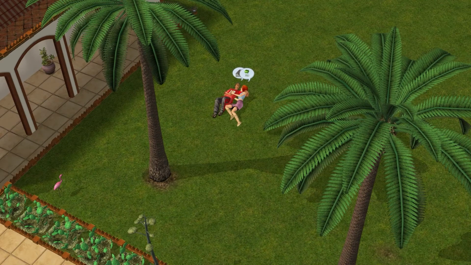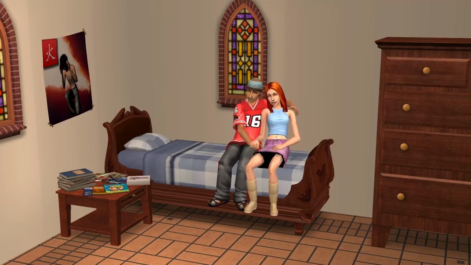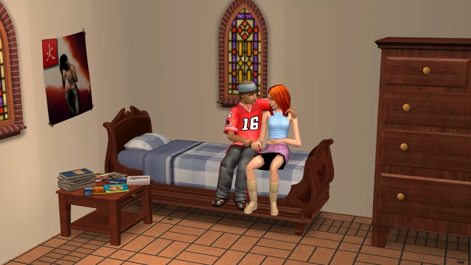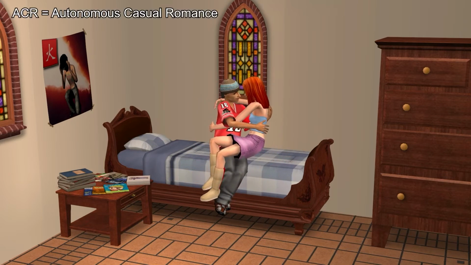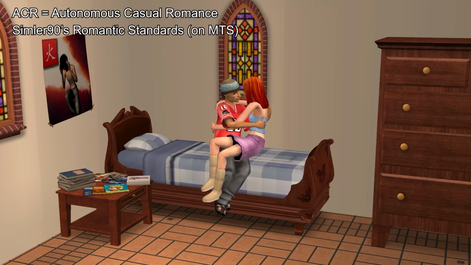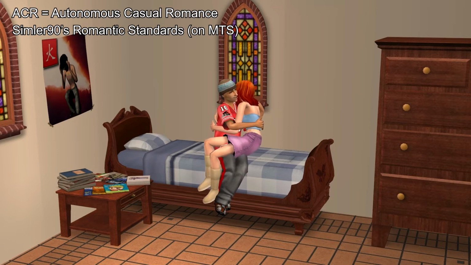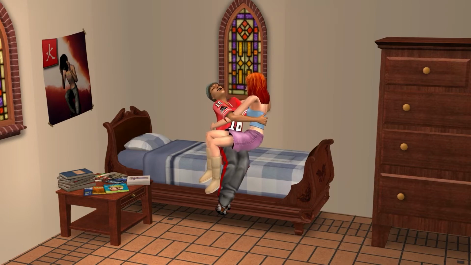So there you go. I hope this maybe clarified some things about how Romeo and Juliet interact in your game. And if you've been playing Veronaville, I'd be curious to know how the relationship between these two has evolved for you. And if you have mods like ACR or similar 90s romantic standards, that might also introduce more variables that could influence their relationship. I'm sure that can make for interesting stories.